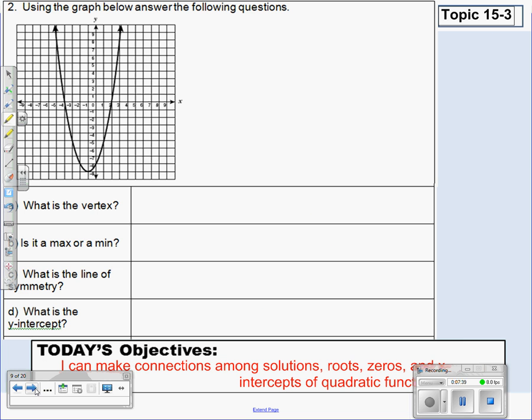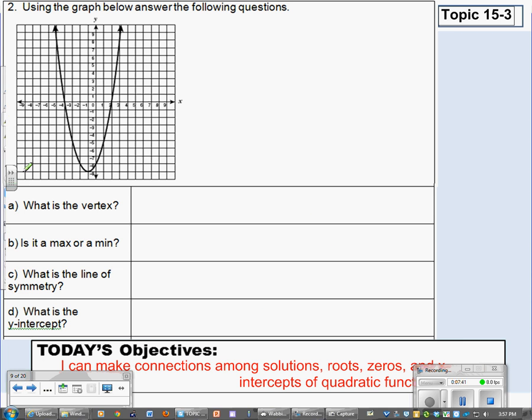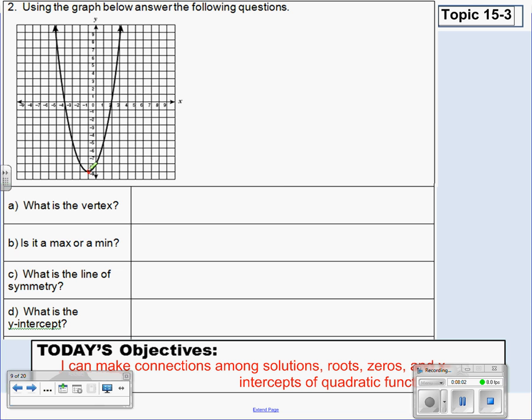So let's apply some of this knowledge now. We now have a graph that's given, similar to ones we've dealt with in the past. It's asking us what's the vertex, maximum or min, line of symmetry. We're going to find the x and the y intercepts. Use that graph in order to make an estimate and also find the range. So let's start with what is the vertex. We're going to look on the graph, find our lowest point in this case, and determine what the vertex is.